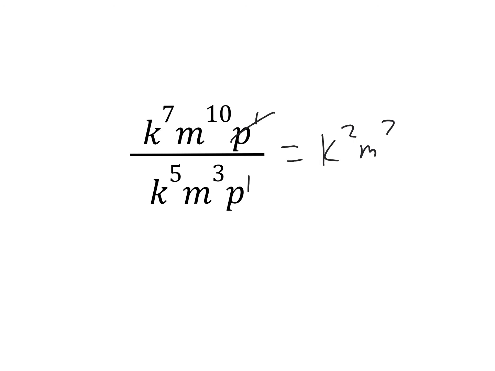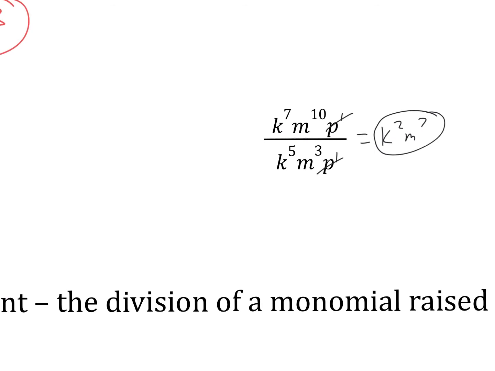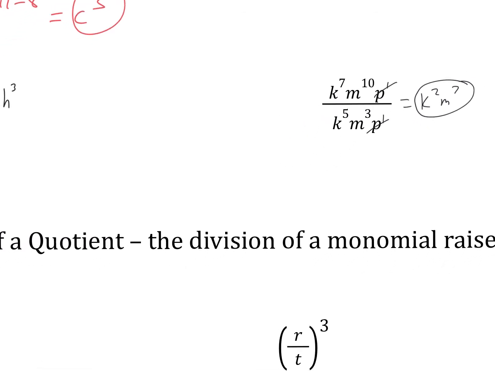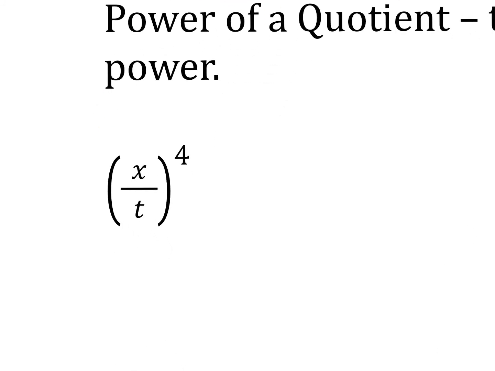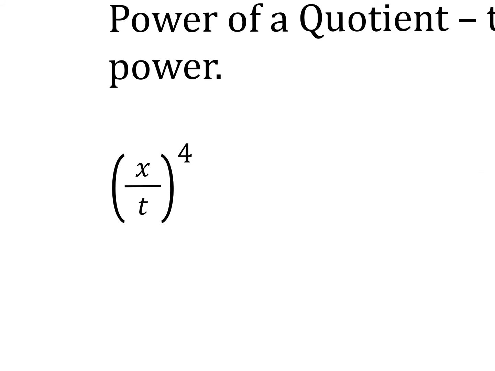We could have thought about, we're just kind of dividing those out. Those cancel. So the p is gone. It canceled out with each other, right? It went to 1. So we have just k squared and m to the 7th. Right. Now, sometimes if we have a quotient, we have a power of a quotient, okay? And that means that we're going to take that power to both terms, right? The numerator and the denominator.